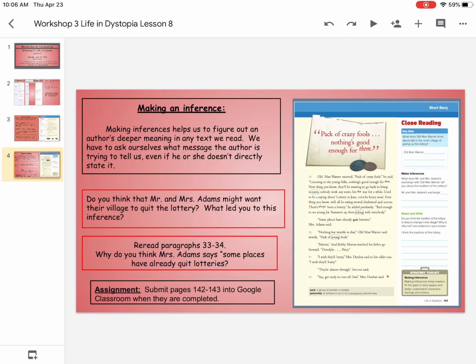And petulant means kind of like to behave in an ill-tempered way.